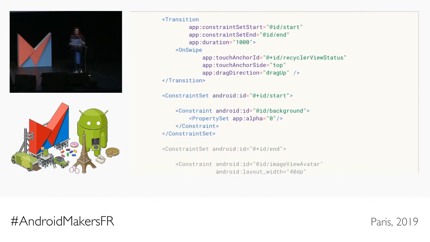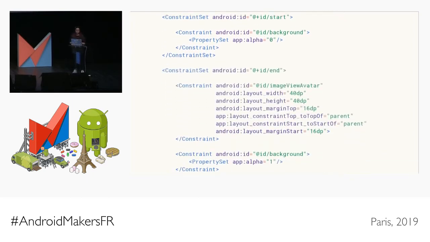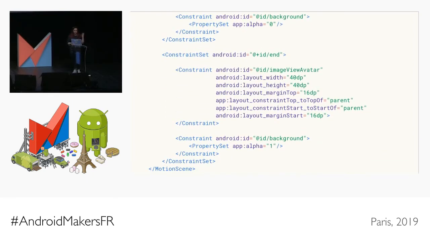So what we've done is define two constraint sets. The first one is the start constraint set, and this has the background property. I've got that little background on that top view, and here we can set the alpha to be 0, so it's invisible at this point. And then for the end constraints, if you look at the bottom part, we have the background alpha property set to 1.